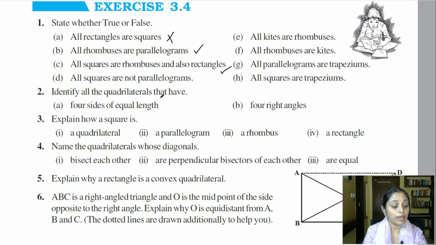all squares are not parallelograms. Now this is false because clearly squares are a subset of the set of parallelograms. So this is false. All kites are rhombuses. This is again false. It is actually the other way around.